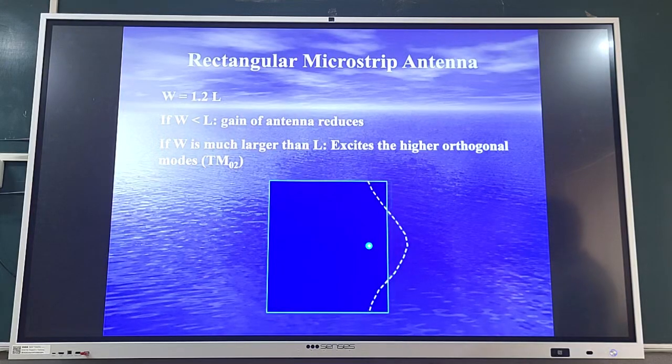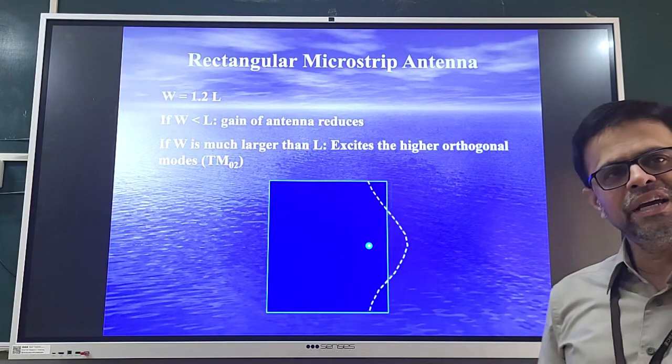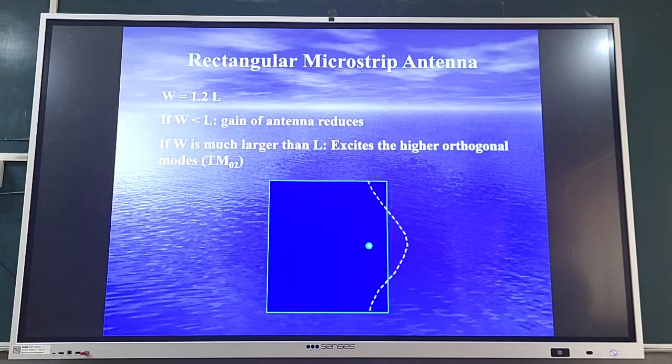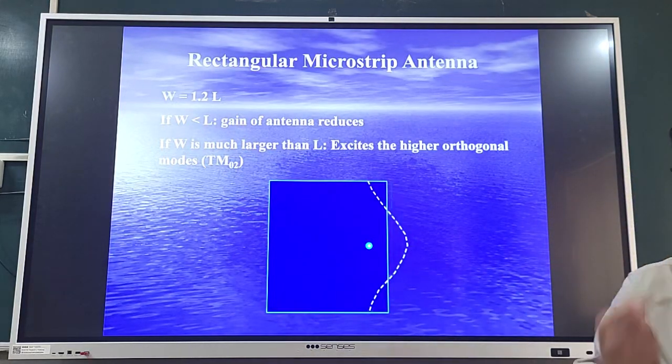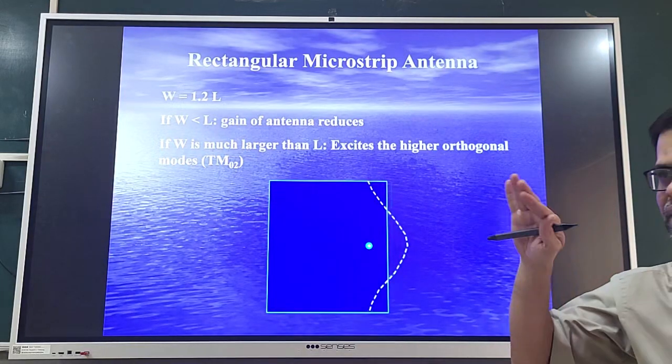In fact, in all reported broadband antennas, they take W to be more than L. Why? Because all the higher order modes are closely packed. Then it becomes very easy to tune them with respect to the fundamental mode. But that is a different design aspect.